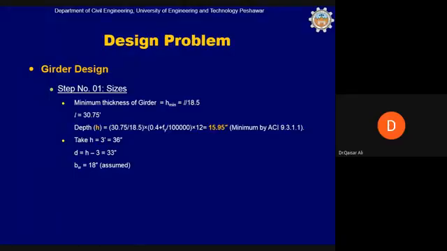Do you understand? Because with the increase in load, what is the purpose of choosing this depth? The purpose is to choose a depth so that the deflections are controlled under the load.